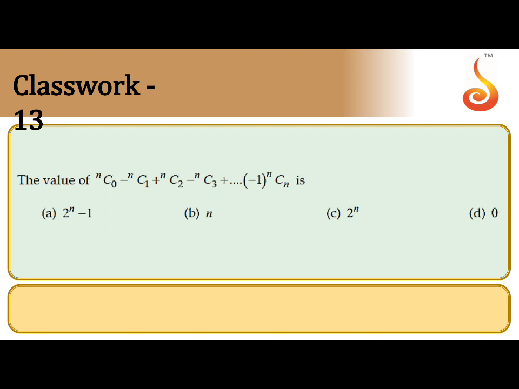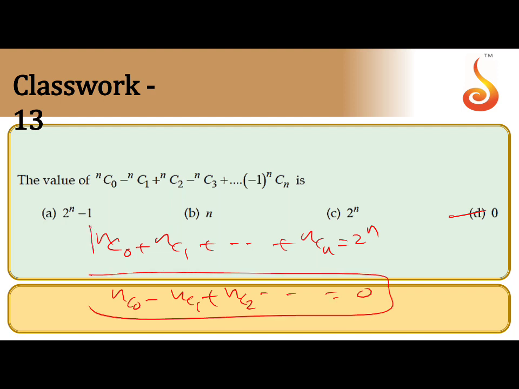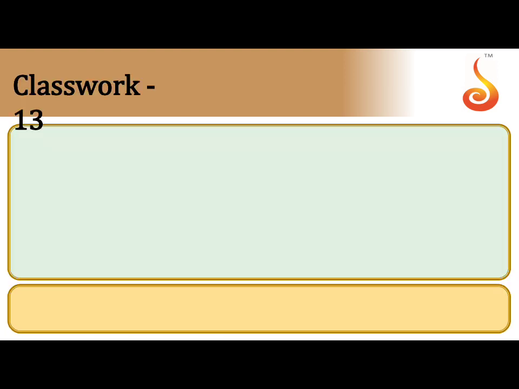Now this question: the value of nC0 - nC1 + nC2 - nC3 and so on. The answer is 0. Remember the formula I gave: the sum of the binomial coefficients is 2 power n if all the terms are positive. If the terms are alternately positive and negative, the answer is 0. Here there is no need to solve it. The sum of all binomial coefficients is 2 power n, and alternately positive and negative means that it is 0 only. Clear now? It is just a property you can remember.